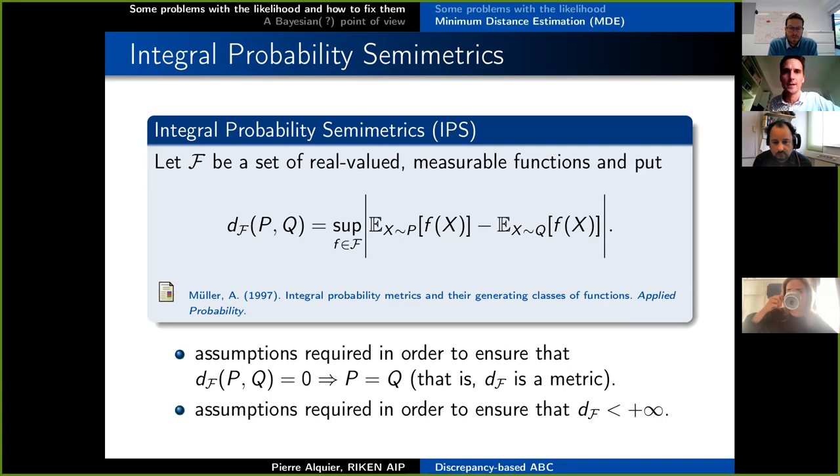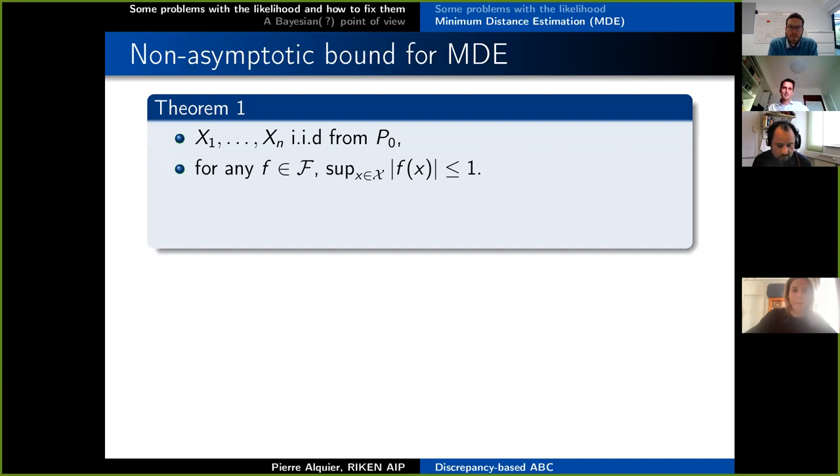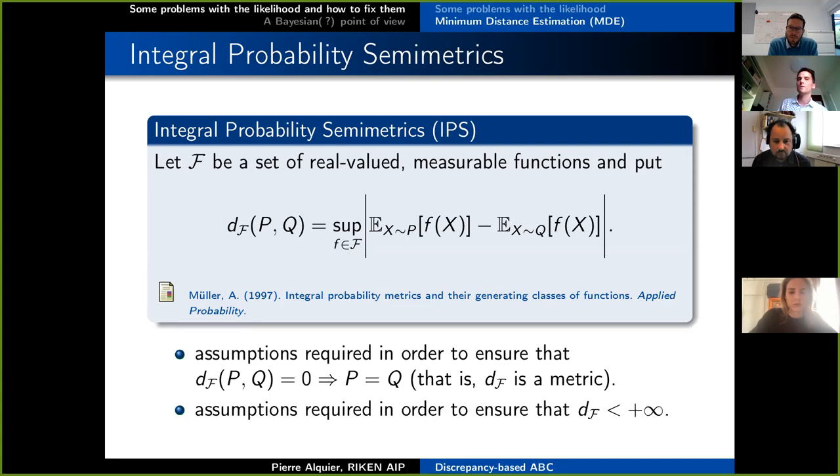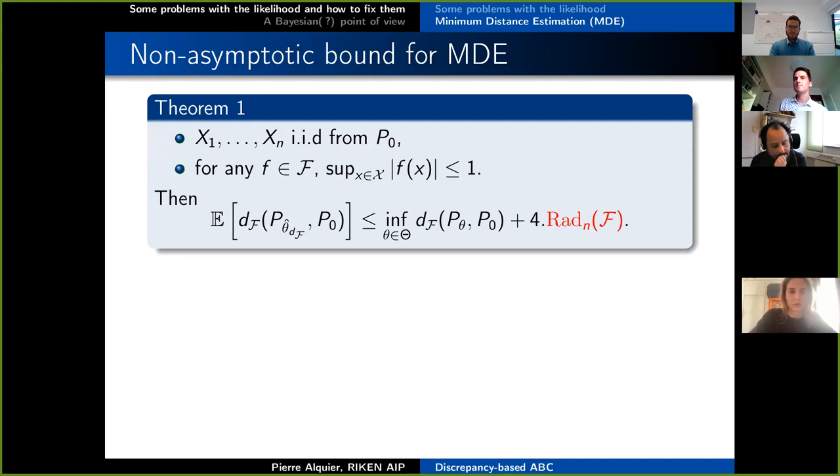So actually, I will immediately provide a result that I hope will also lead to some intuition for the Bayesian setting later. If you have a sample X1 to Xn from P0, and I don't have to assume that it is in the model, and if you work with an integral probability metric with a family f that is bounded, so that could be total variation, but actually functions f that are bounded by one, for example. Then the expected distance between p theta hat and p naught is at most the smallest possible distance in the model, the best distance d between p theta and p naught, plus a quantity here.